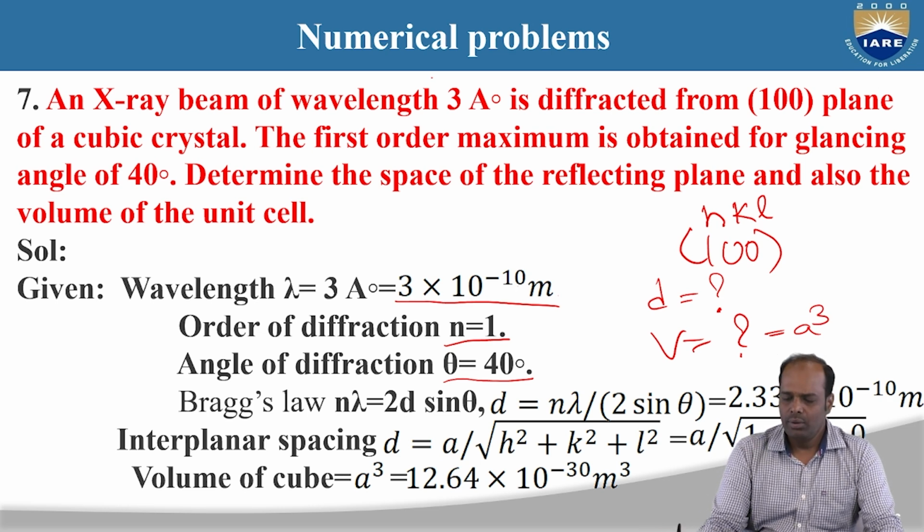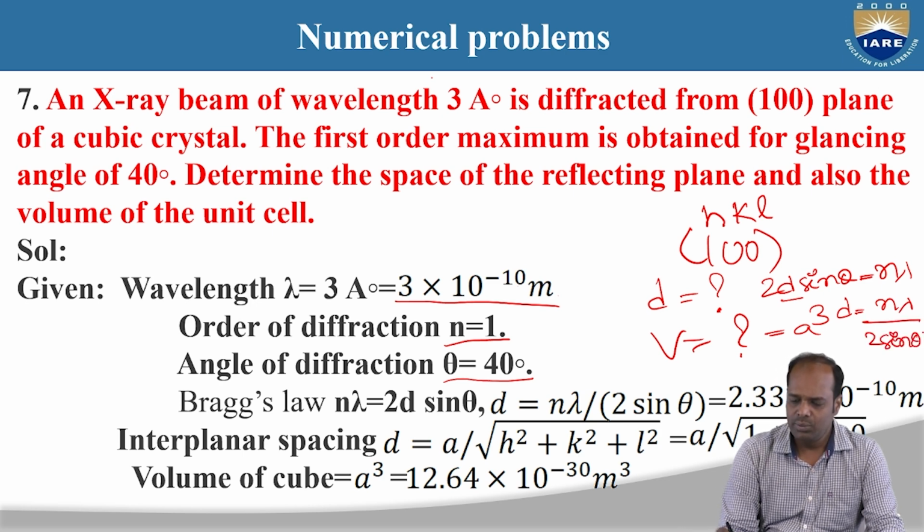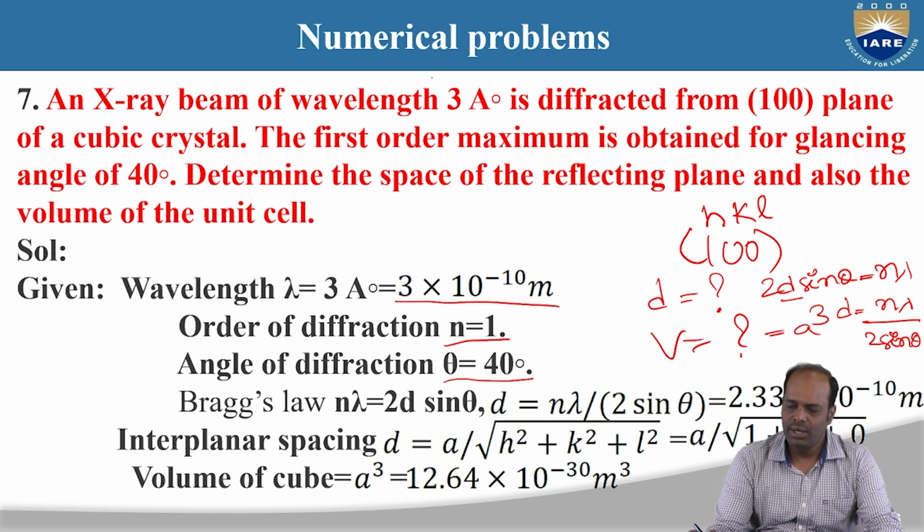So now we have the formula for Bragg's law for X-ray diffraction. What is Bragg's law? 2d sin θ = nλ. What are they asking? d. So d = nλ / 2 sin θ. We substitute the values, and the resultant value we get is 2.33 × 10^-10 meters.